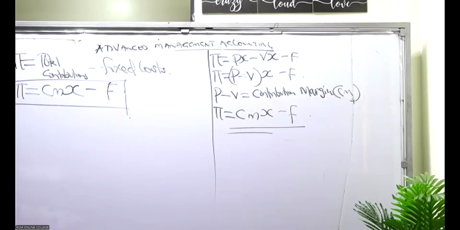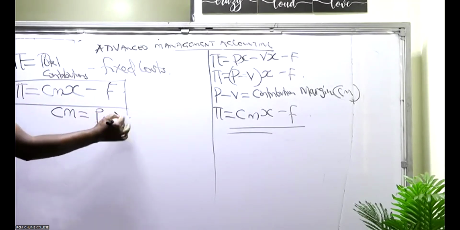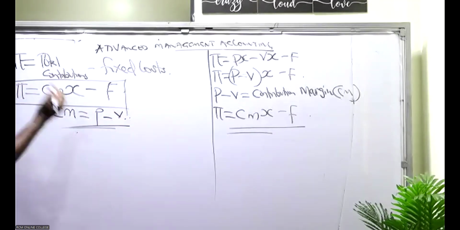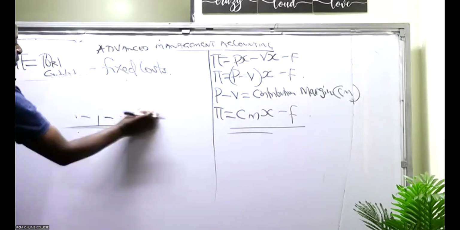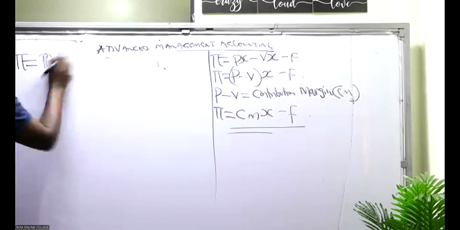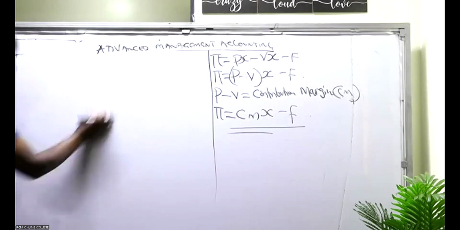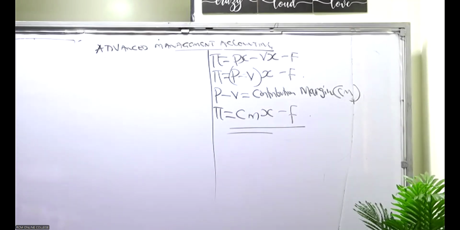All right. So this is really important. We are saying that now we have known how to get contribution margin. Anytime someone talks about contribution margin, we shall be taking selling price minus what here? Minus variable cost per unit. That is very, very important.